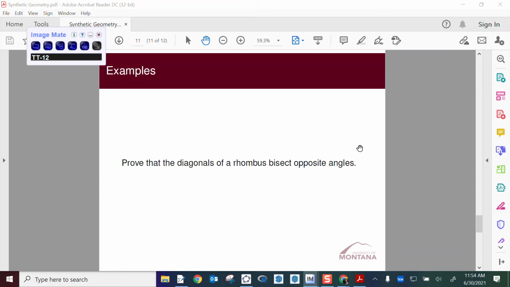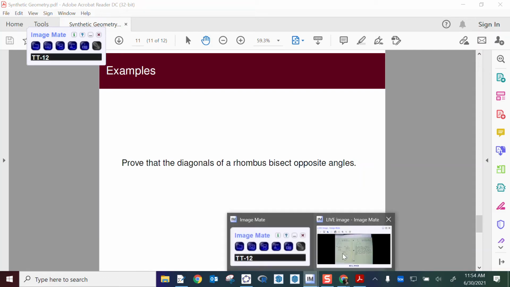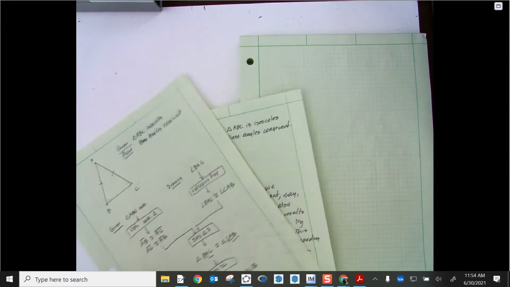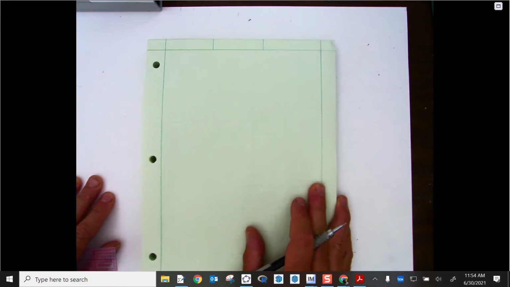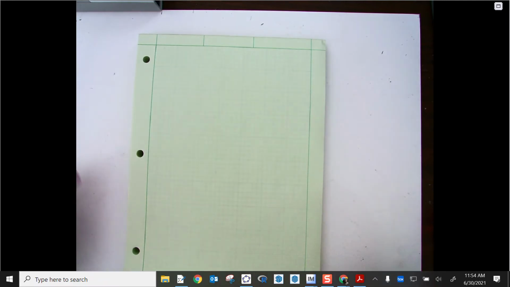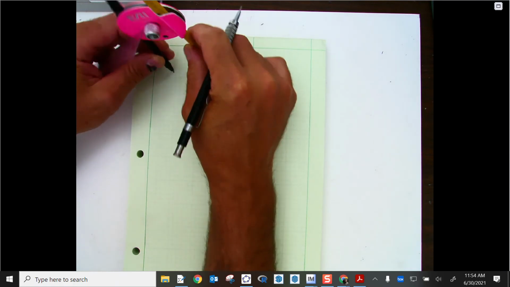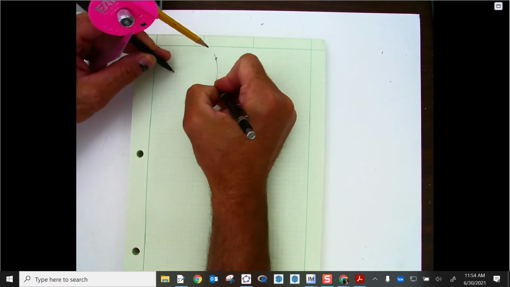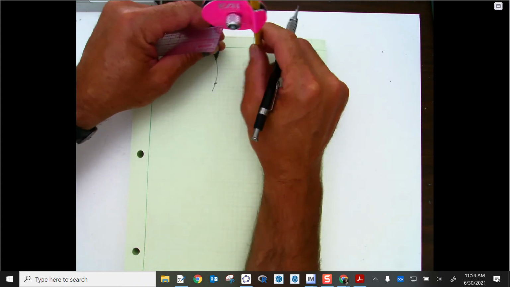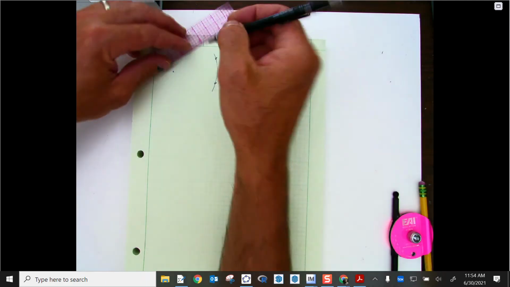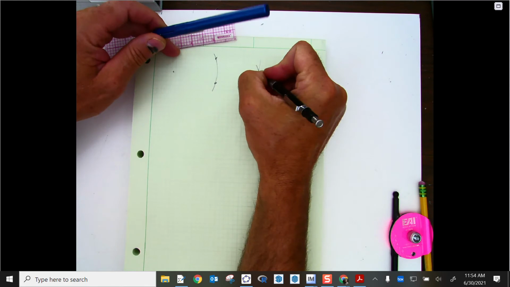So let's prove that the diagonals of a rhombus bisect opposite angles. So the diagonals of a rhombus bisect opposite angles. Well, it'd be nice to have a nice picture of a rhombus, and lucky for us, we already talked about how to draw those. So let's go ahead and draw an arc with 2 points on the arc, and then off of those 2 points, 2 arcs as well, like that. That should be enough to give us our rhombus. Put a point there.